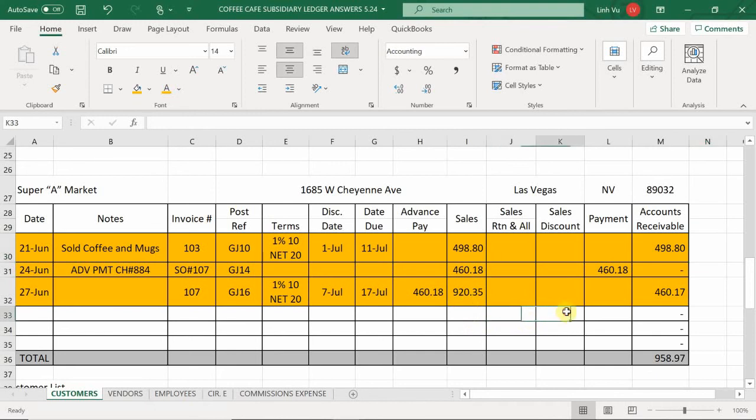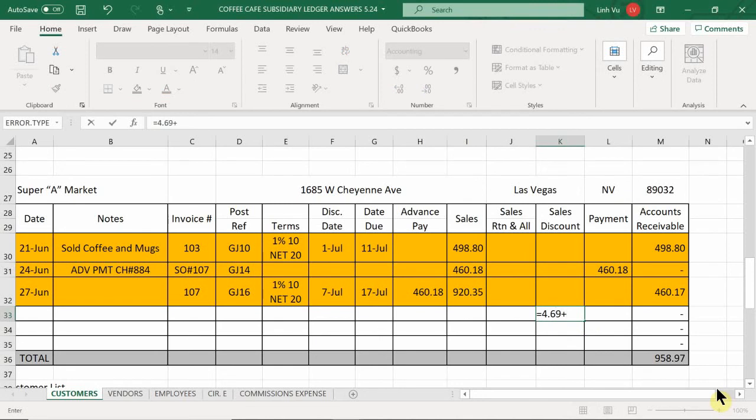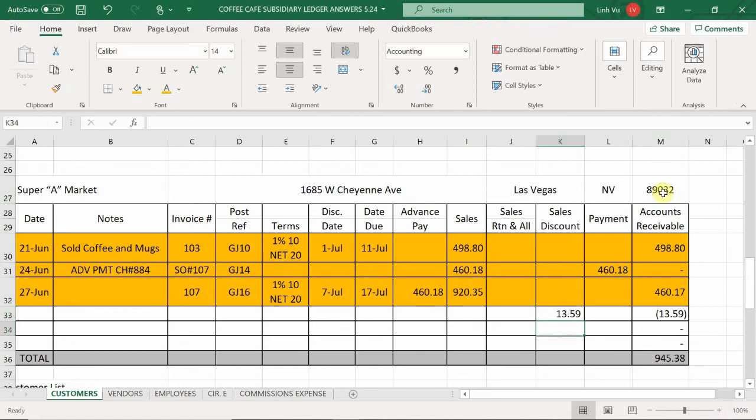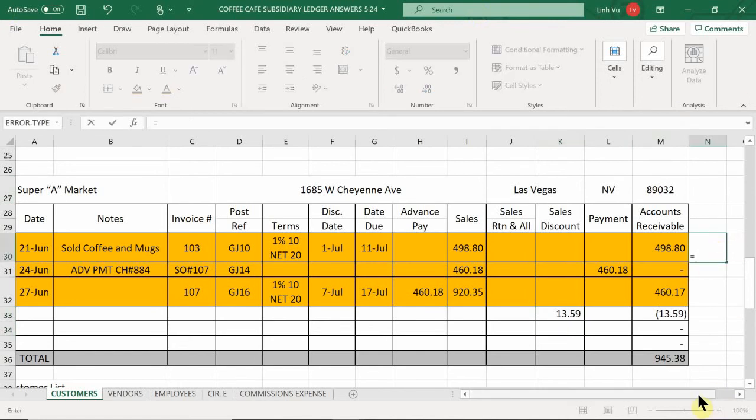So here, the discount for the first one should have been $4.69, and then the second one should be $8.90. Okay. Now let's do that on the side so we can figure that out. What was it? 468.80 times 1% gives you $4.69.